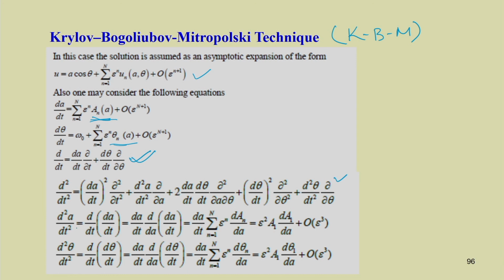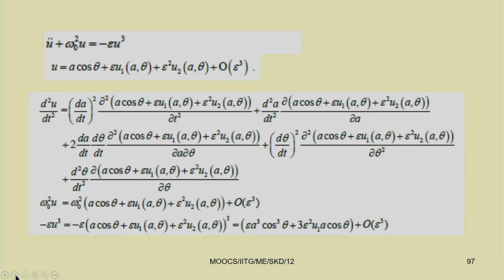So, now this d square A by dt square can be written as d by dt of dA by dt, which is nothing but epsilon square A1 dA1 by dA. Similarly, d square theta by dt square is nothing but epsilon square A1 d theta1 by dA. So, this way one has to use these equations, by using this KBM method, to solve the equations.